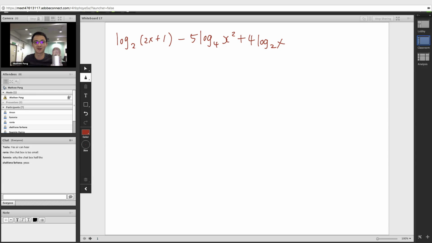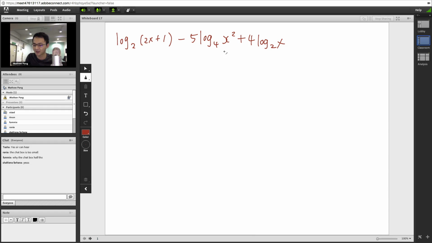Let me see if my equation is correct or not. Okay, log 2, 2x plus 1 minus log 4x squared plus, yeah, it's correct. So the question asks you to simplify this equation. In order to simplify it, I will always make sure they have the same base. The base here is log 2, and this one is log 4.